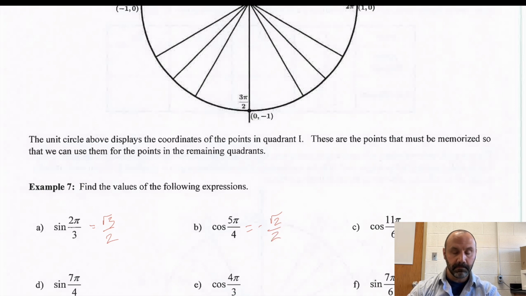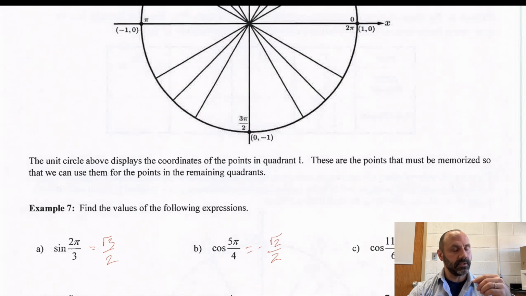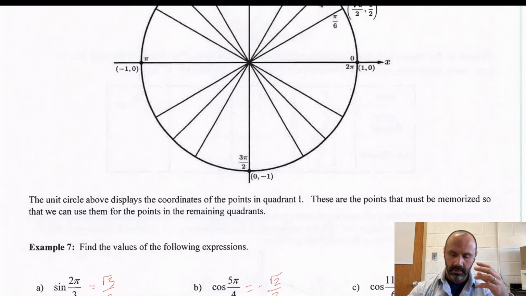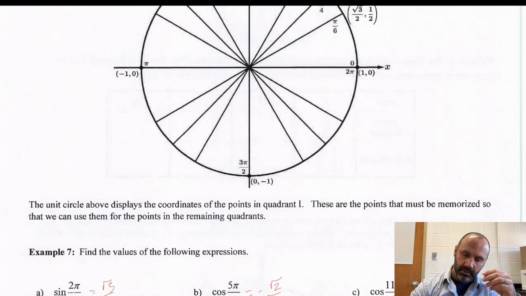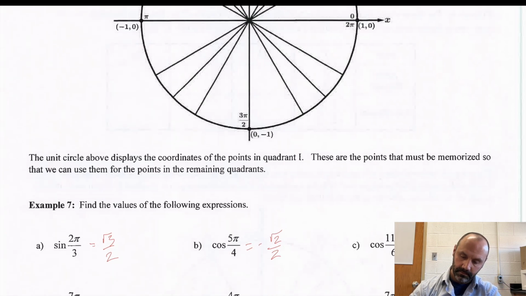11 pi over 6. Okay, so that's 1/6 less than 2 pi. So I'm here at 2 pi, and I'm moving 1/6 pi this way, which takes me to here. Cosine is the x coordinate. Notice that I'm as far to the right as I can get without actually being at 1 comma 0. And so the x coordinate here is going to be positive, root 3 over 2.